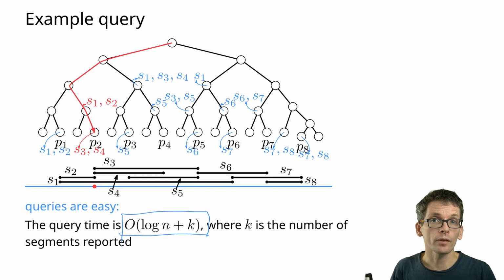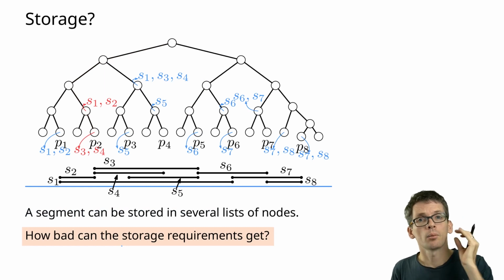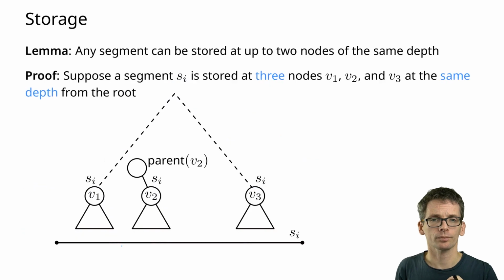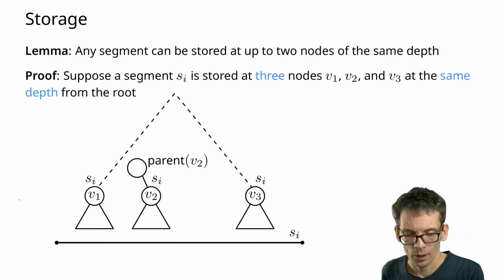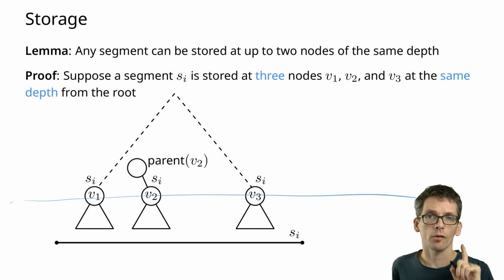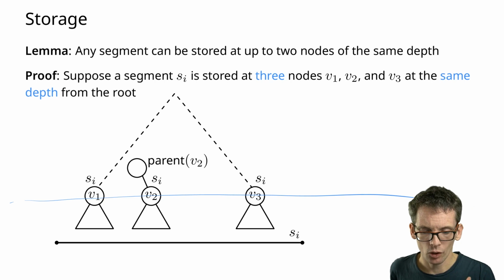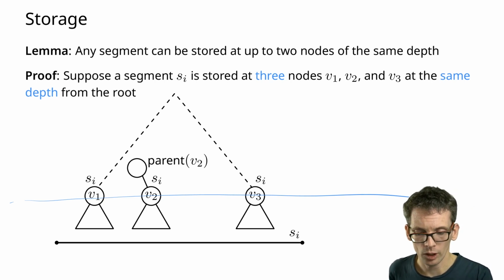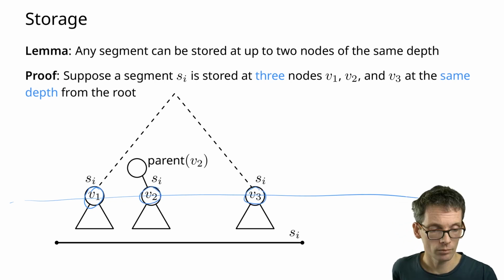Now we did all of this to improve the storage. So how bad can the storage actually get? Before answering that question, let's make the following observation. Let's assume this is one level of my binary search tree, and each of these three nodes stores a certain segment.